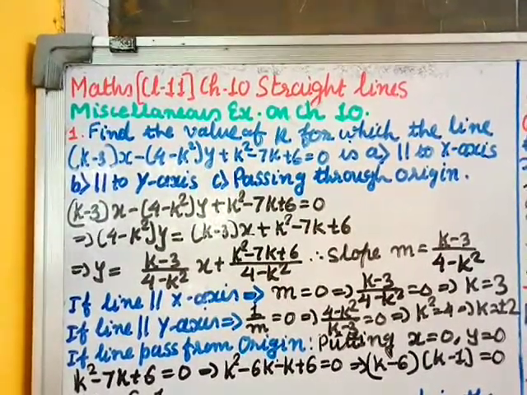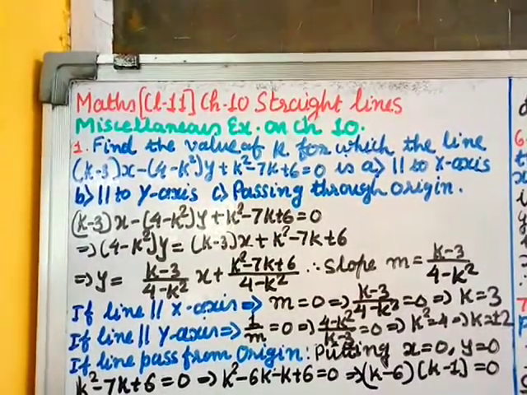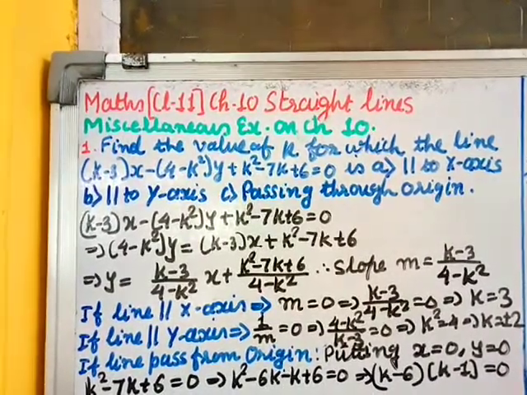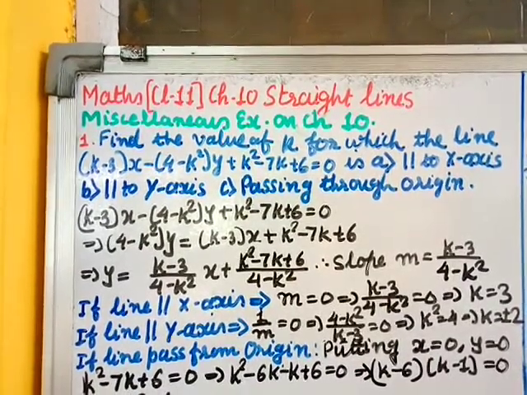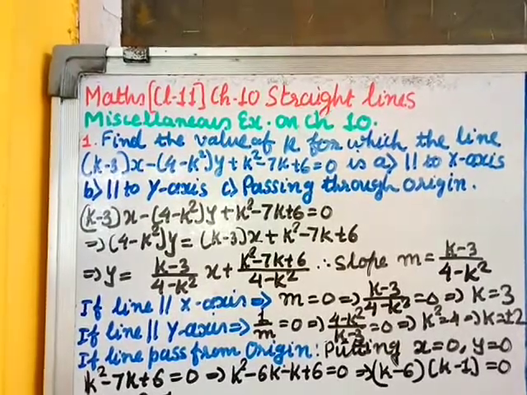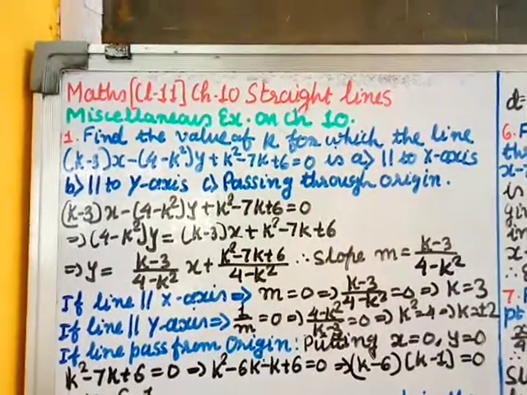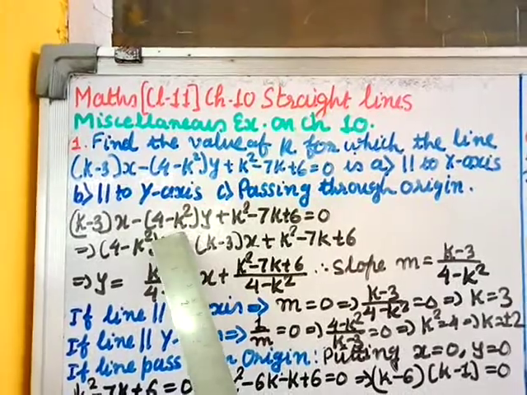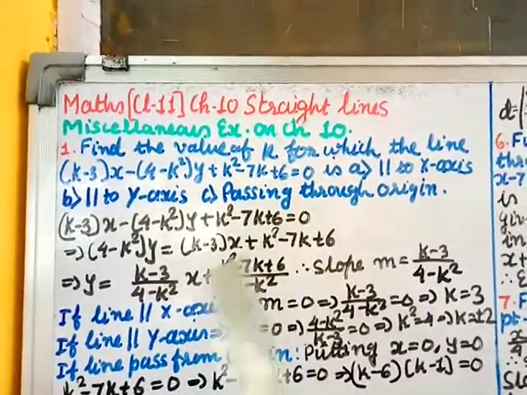Question number 1. Find the value of k for which the line (k minus 3) x minus (4 minus k square) y plus k square minus 7k plus 6 equal to 0 is (A) parallel to x-axis, (B) parallel to y-axis, (C) passing through origin. The equation of the line is given to us: (k minus 3) x minus (4 minus k square) y plus k square minus 7k plus 6 equal to 0.